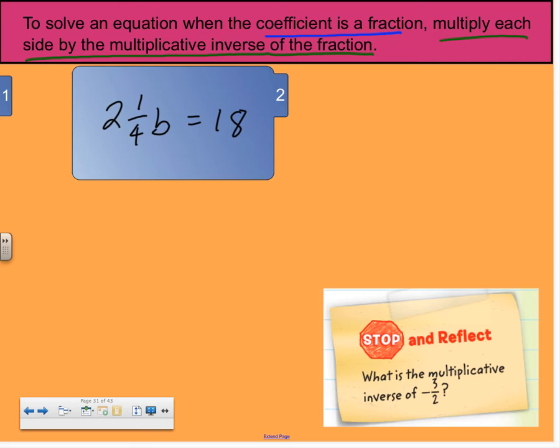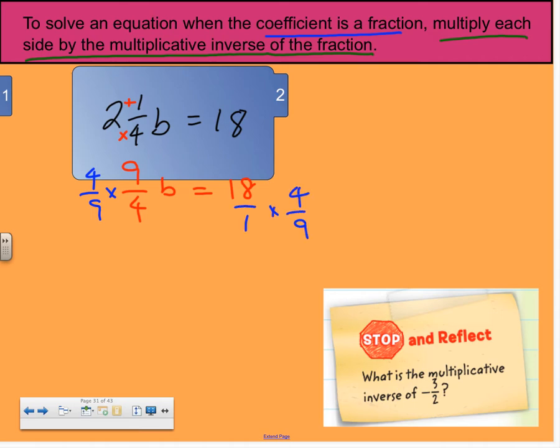Excellent job, Madison. So once again, I do that by remembering to multiply here and add here. 4 times 2 is what? 9. No, it's not. 4 times 2 is 8 plus 1, 9. So I'm going to have 9 over 4 times B equals 18. Now we can go back and do what my Sean said, which is to multiply both sides by the multiplicative inverse. The multiplicative inverse of 9 over 4 is 4 over 9, correct? So I'll multiply by 4 over 9, 4 over 9.